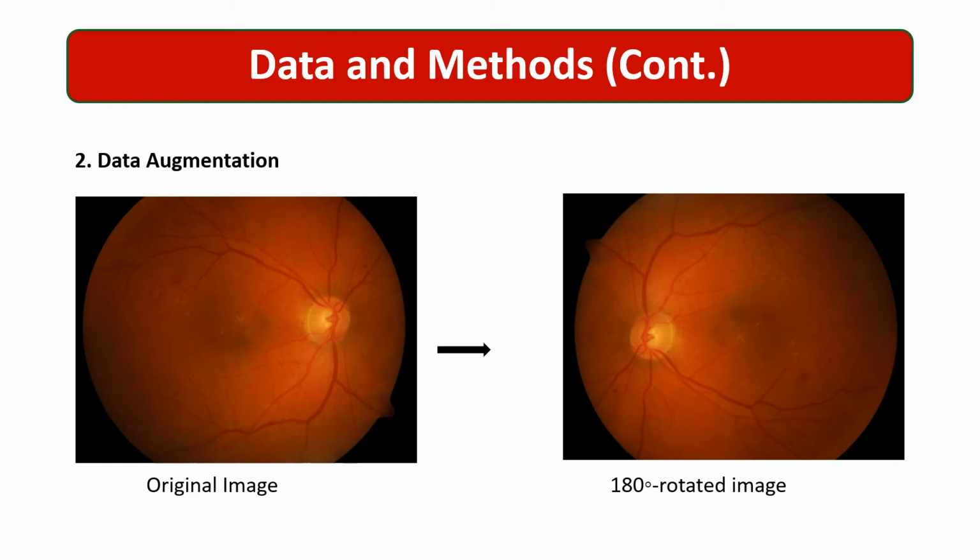The next method is data augmentation. Because of the limited datasets, we perform data augmentation to increase the number of pictures by rotating images in different angles. I rotated images by 180 degrees and added them to the dataset.